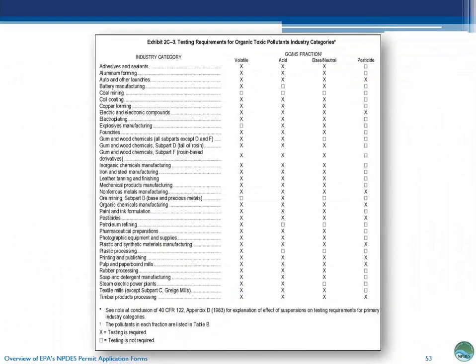The applicant must also review Exhibit 2C3 to determine whether testing is required for pollutants in any of the 4 gas chromatography mass spectrometry, or GCMS, fractions. For each required fraction, the applicant must mark testing required and provide effluent testing data for each pollutant within that fraction in Table B, Sections 2 through 5. For example, an applicant applying to discharge from an electroplating facility must supply data for volatile, acid, and base-neutral organic pollutants, but would not be required to provide data for pesticides.